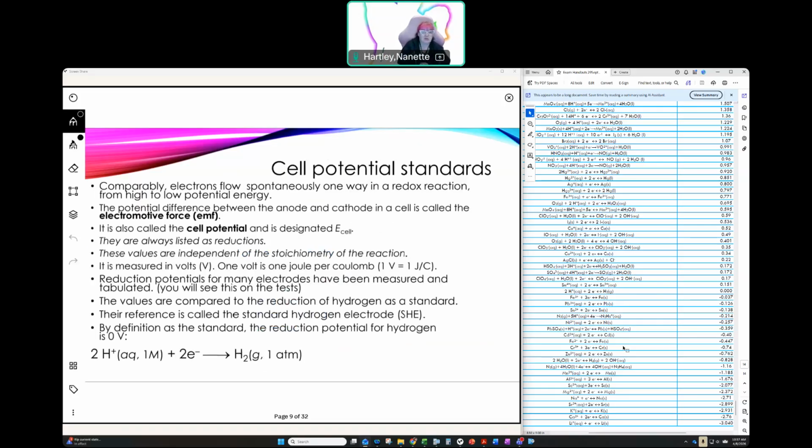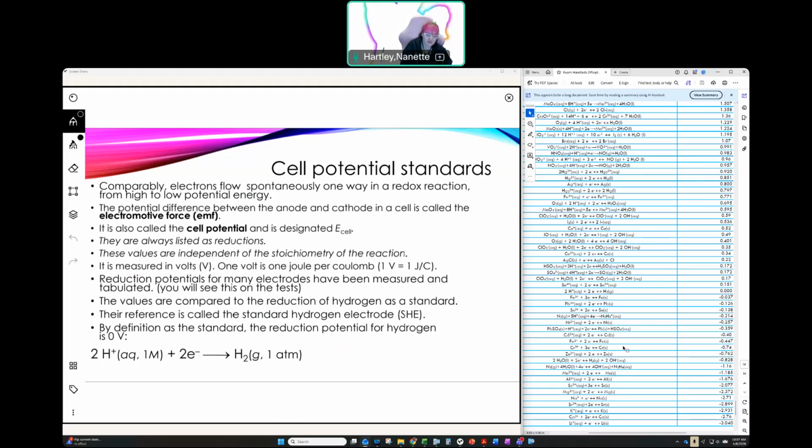So when we talk about cell potential standards, electrons flow spontaneously one way in a redox reaction. It will happen from high potential energy to low potential. That's what occurs. The potential difference between the anode and the cathode in a cell is called the electromotive force. So it's how much energy those electrons are creating when they move. It's also called the cell potential, and it's designated as E cell. That's a symbol for it.